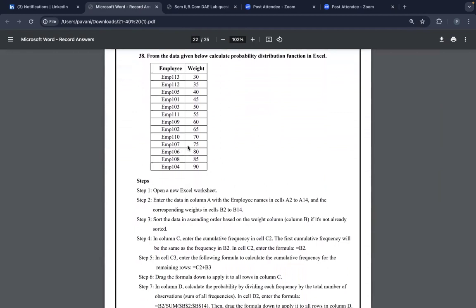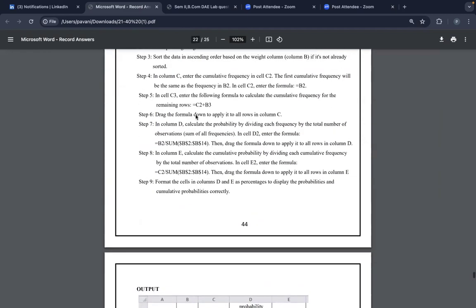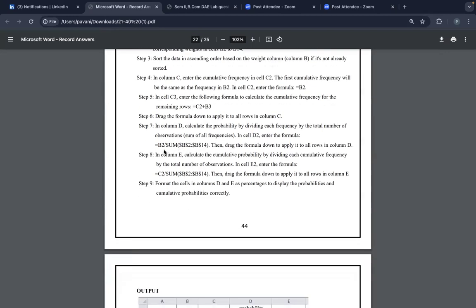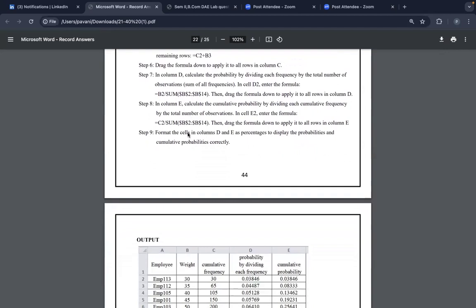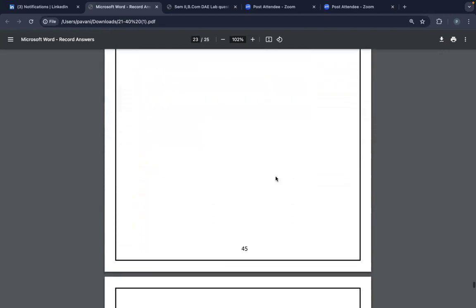Next is all about employees and you have to find the probability distribution of this function. To get onto the probability distribution, first you have to get onto the employee weight, which is already given. Cumulative frequencies, you already know the formula given over here. This is the formula for cumulative frequencies: C2 plus B3, because you are adding the preceding cells. After that, you have to get the probability by dividing each of the frequencies. You have to enter this formula. Once it is done, in column E, you have to enter this formula for cumulative probability. Once it is done, just press enter. You will get all the cells over here.